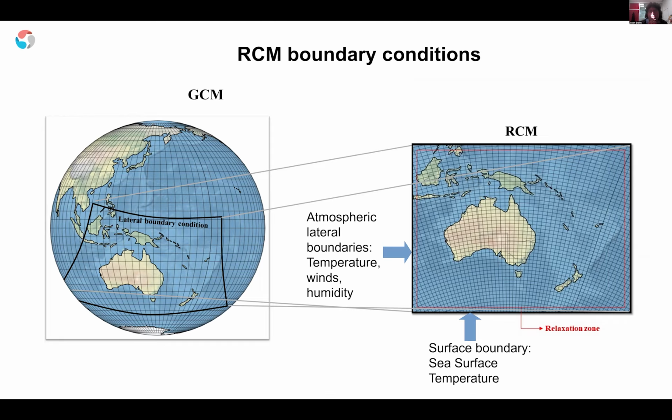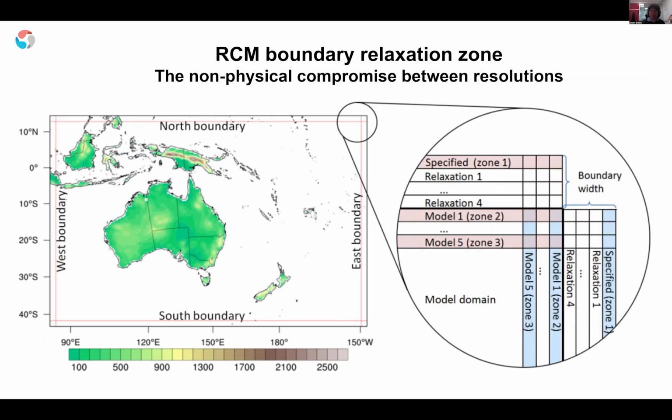Now, the boundary conditions come into the model on the edges here, so you can see, I hope, a little red box in the interior there, and that little zone between our outer edge and that red box, which varies by model but might be 5 to 10 rows and columns inside. So this is referred to as the relaxation zone. And in the relaxation zone, some interesting things or non-physical things happen.